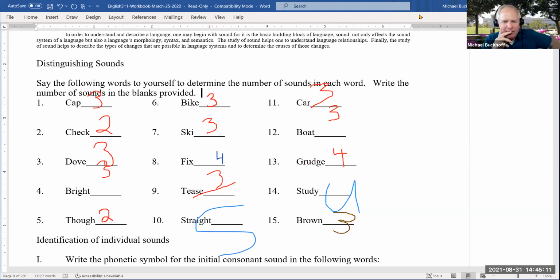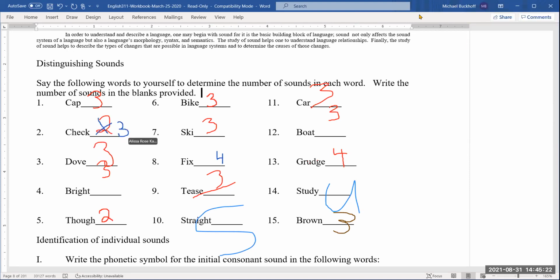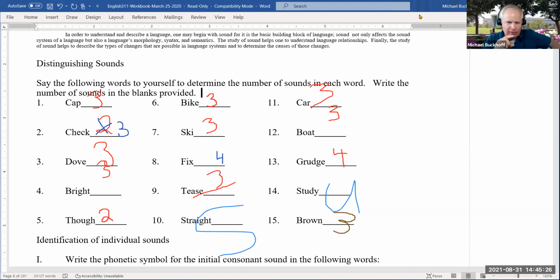Okay, we got it. Now look at study. I'm not quite sure. What do we got there? Is that 5? Make sure I'm looking at that right. I think it might be 4. I can see 4. Let me see. No, I think it's more than that. I'm thinking 5. Check. 3, cap.